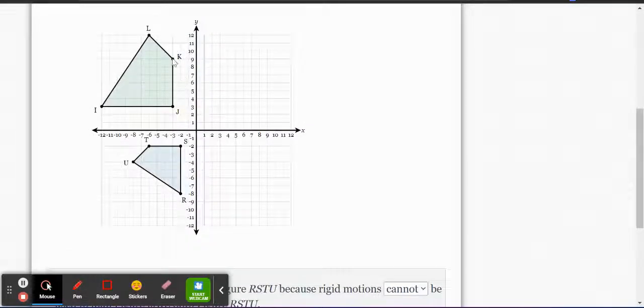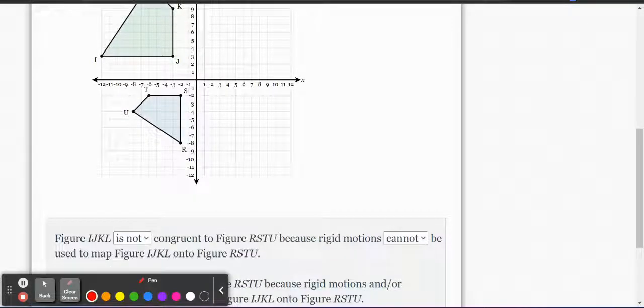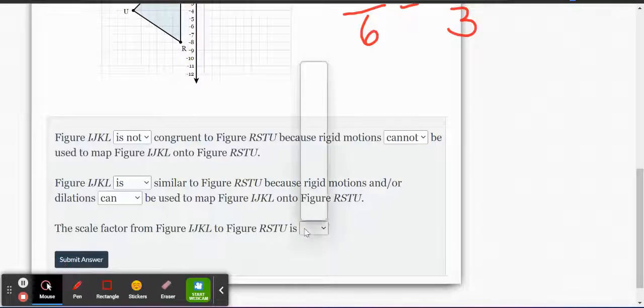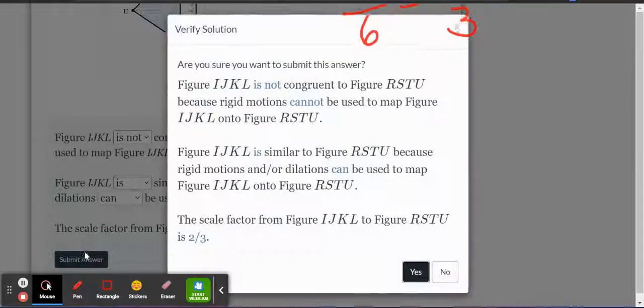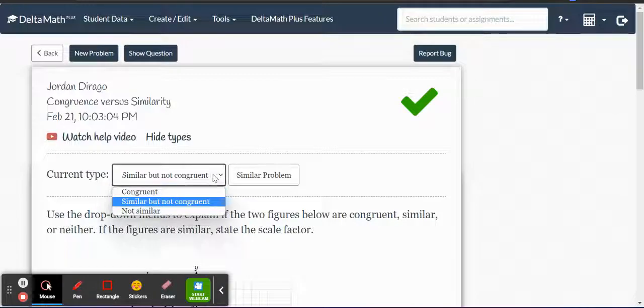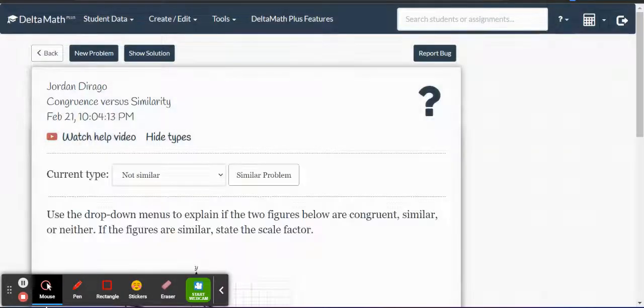All right. JK is 1, 2, 3, 4, 5, 6. That looks corresponding to here, which is 4. These are 4 blocks. So it is getting smaller by 4/6. Now, when I reduce the scale factor 4/6, that reduces to 2/3, right? You're not going to see 4/6, you're going to see 2/3. Now, those are all situations where it's similar but not congruent.